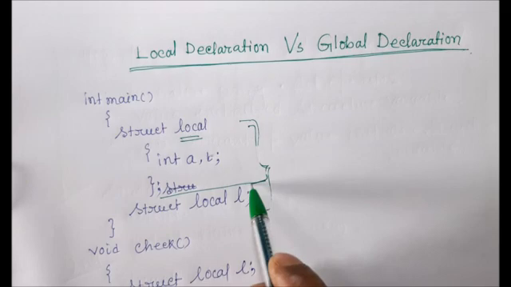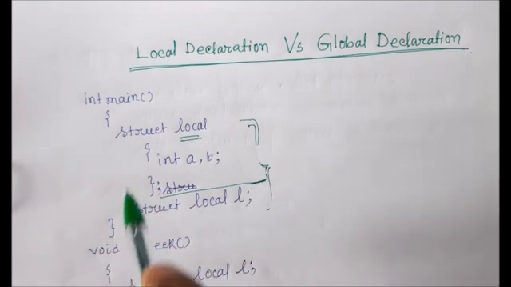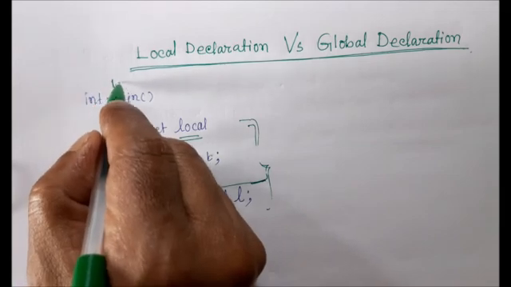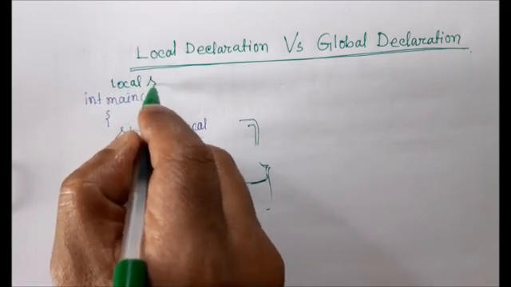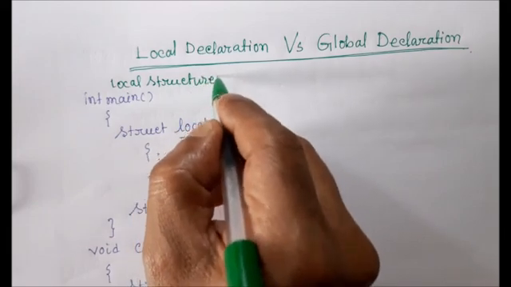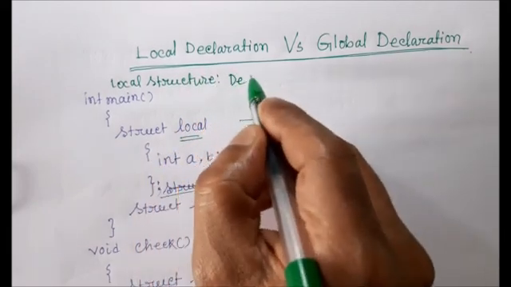The structure is defined within a function. Okay. So, that structure is called a local structure. So, local means defined inside a function. So, local structure means defined within a function.